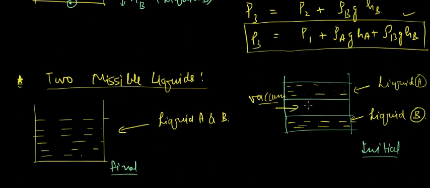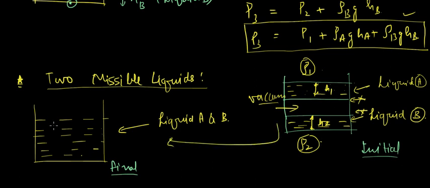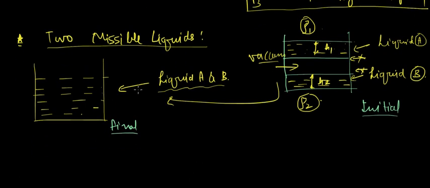Okay, now what happened is, we removed the partition. Initially liquid A had height h1 and liquid B had height, let's say, h2. The density was rho1 for liquid A and rho2 for liquid B. Now we remove the partition, and this is the final state where liquid A and liquid B are miscible and cannot be differentiated. Now we want to calculate, with H as the total height, the pressure at point 2 at height h by 2, and the pressure at point 3.